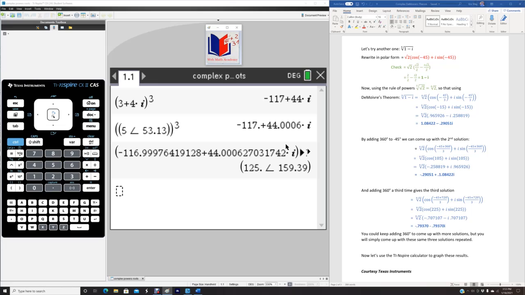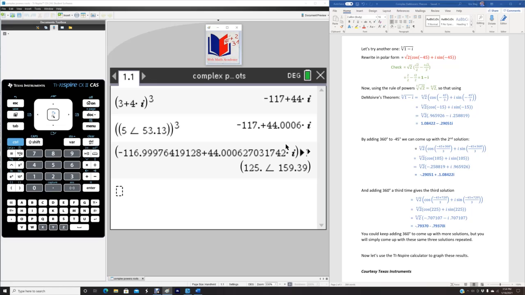We can check to make sure that this is correct by replacing cosine -45 with square root of 2 over 2 and i sine -45 with minus square root of 2 over 2. When we multiply that out, we come up with 1 minus i. Now, using the rule of powers, the cube root of the square root of 2, we multiply those powers together to come up with the sixth root of 2.